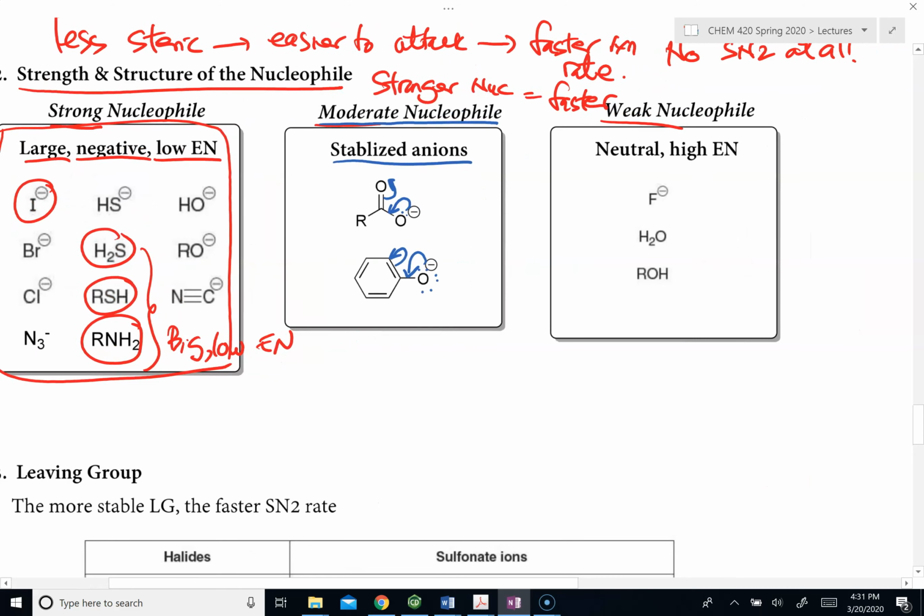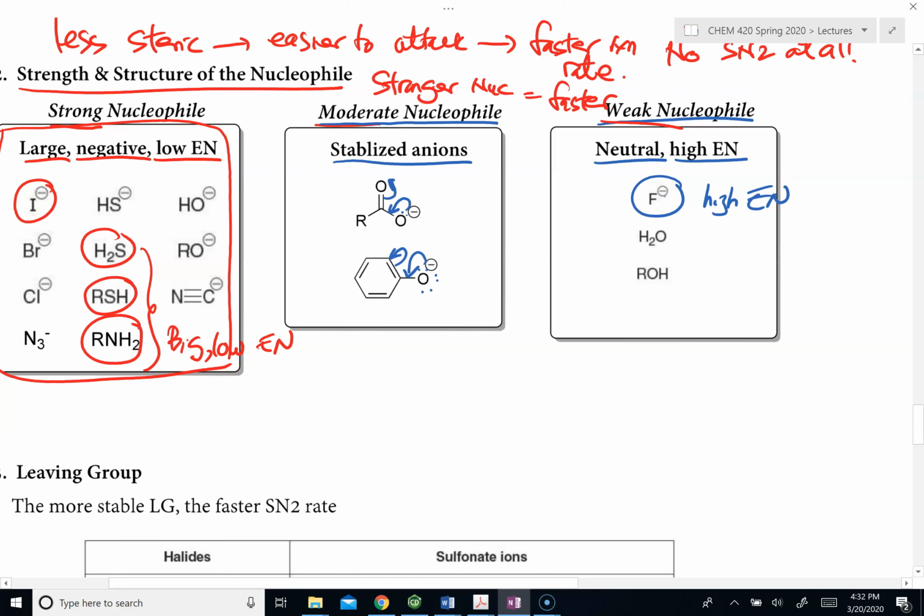An example of the weak nucleophile are molecules, a reagent that are neutral or have high electronegativity to them. An example will be as follows. In this case, we have the fluoride, and the fluoride, even though it is negative, because of its high electronegativity, it's less willing to donate the electron. Therefore, it does not attack very well. So although it is rich in electrons, it doesn't want to donate electron.